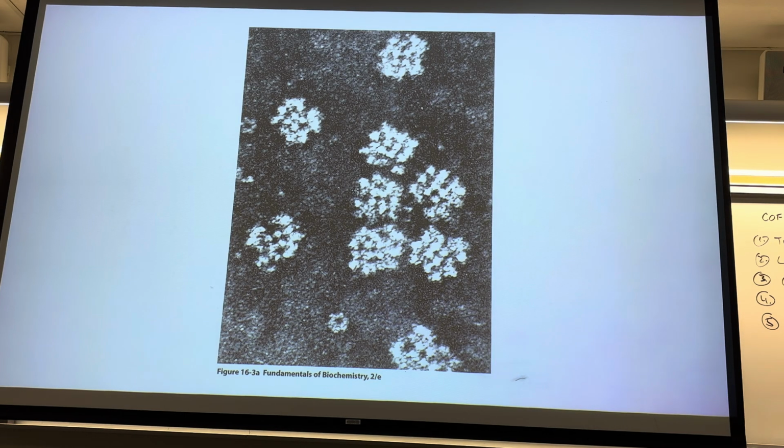So multiple copies come together in this sort of cubic structure. Each of these complexes is going to have multiple catalytic sites. And they're big enough that you can actually see them in electron microscopy. Most proteins aren't big enough that you can see them with traditional transmission electron microscopy, but these things are big enough you can actually see them.